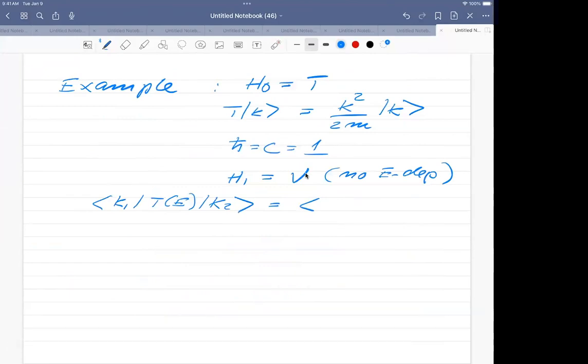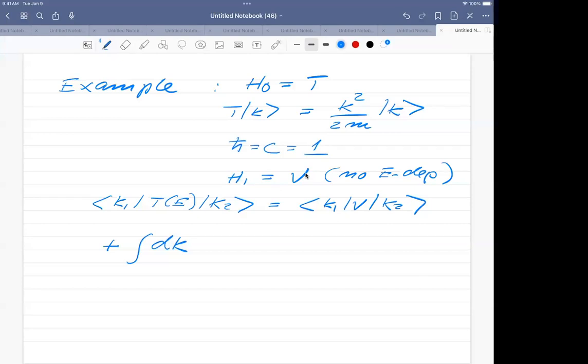So it's going to contain K1, these are just two given states, times V, and K2 here. But then I have to plug in a completeness relation. So I have plus, and then I have an integral dk. And now I'm going to be a little bit sloppy. I'm going to assume that this is just in one dimension, and I'm going to skip a normalization factor of 2 pi.